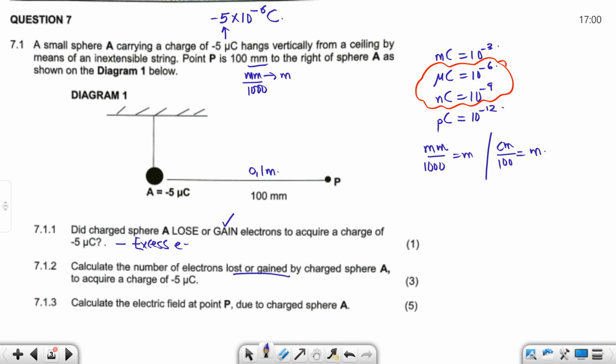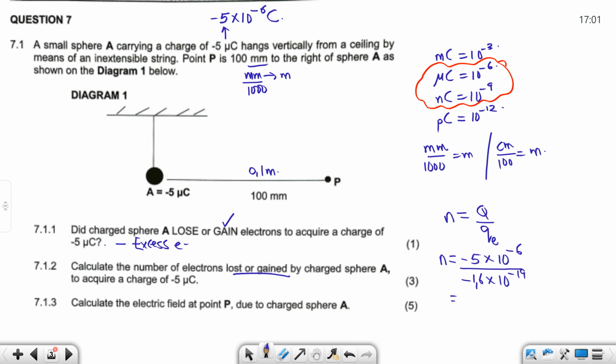Guys, please don't write anything from your head. Go to your formula page. Number of electrons is calculated as Q over QE, where QE is the charge on an electron. All right, so what do we have? -5 times 10 to the power negative 6 over -1,6 times 10 to the power -19.